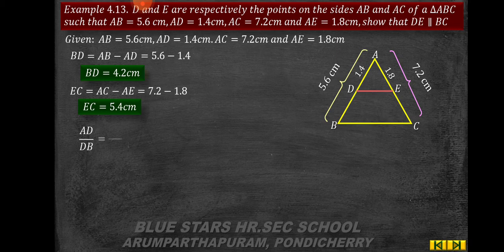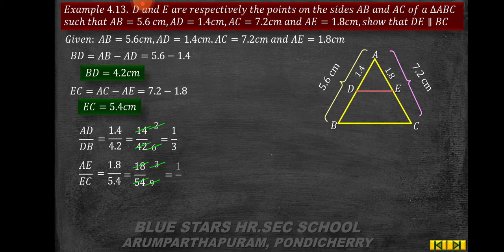Then AD by DB is equal to 1.4 by 4.2, which is equal to 14 by 42. If you cancel 14 and 42, you get 2 by 6. Again 2 by 6 gets cancelled, you get 1 by 3. So AE by EC is equal to 1.8 by 5.4, which is equal to 18 by 54. Cancelling 18 and 54, you get 3 by 9. Again cancelling, you get 1 by 3. So AD by DB is equal to AE by EC is equal to 1 by 3.